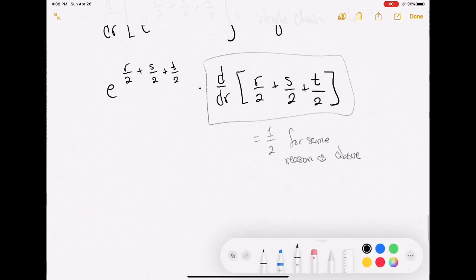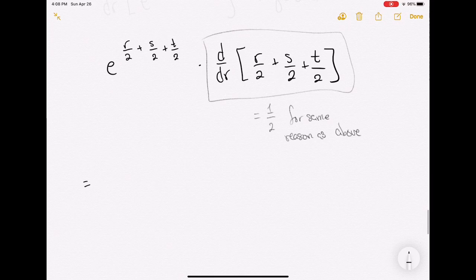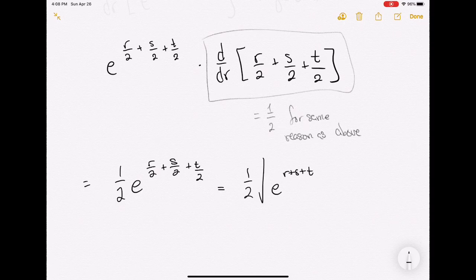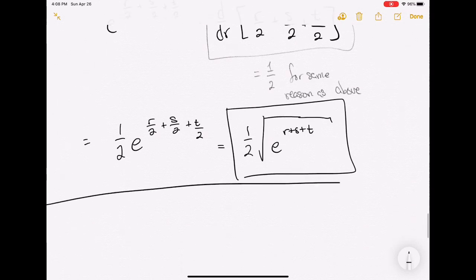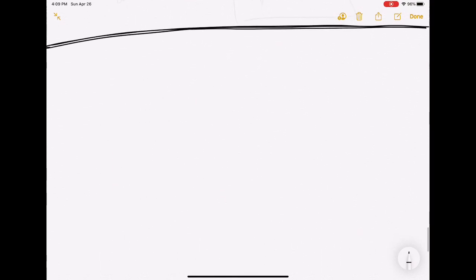And all of a sudden we end up with the same answer, 1/2, e to the r over 2 plus s over 2 plus t over 2. But what are all of those things over 2? This is really 1/2. The same reason that we did in the forwards direction, r plus s plus t, exponential rules tell us that we can take that out as a square root. Once again, the answer, same as above. So there is question number 1, or really problem number 1. Here's problem 2.